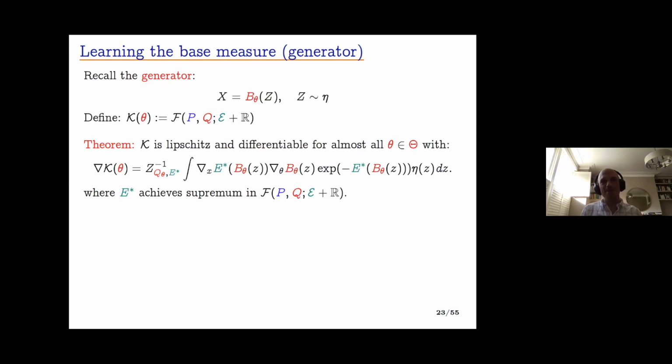Okay, but here is our gradient in the event that we learned our E, which achieves the supremum from the previous slide. So this is good because then we can use our favorite optimizers, our stochastic gradient descent solvers or Adam or whatever, to optimize over the generator parameters as well.